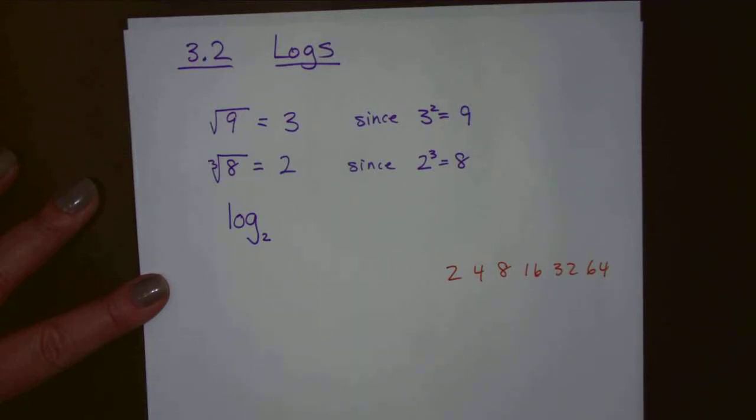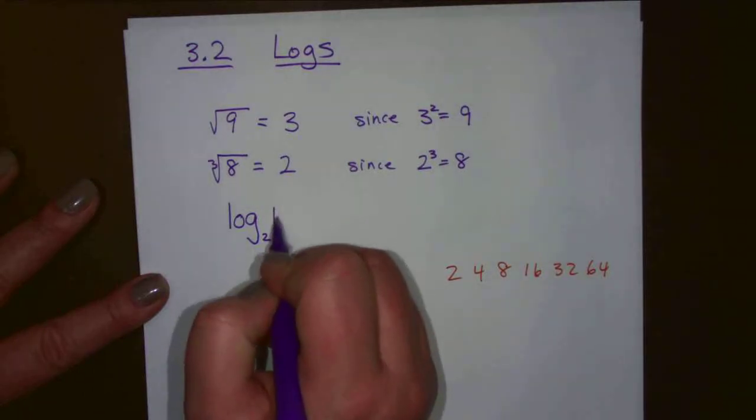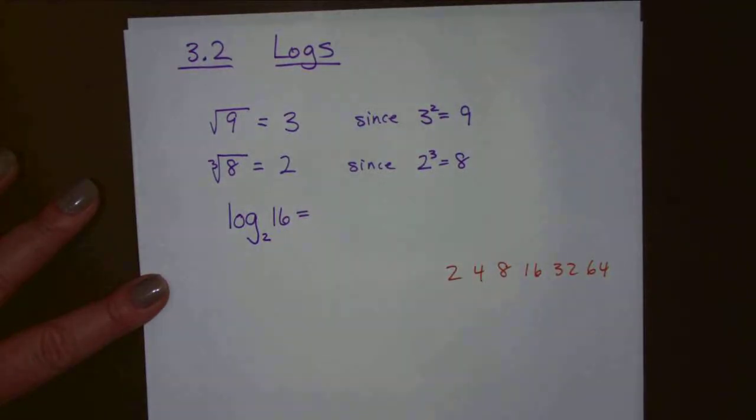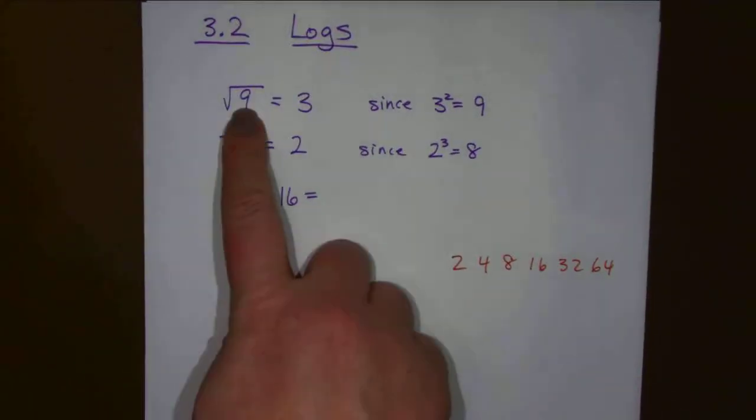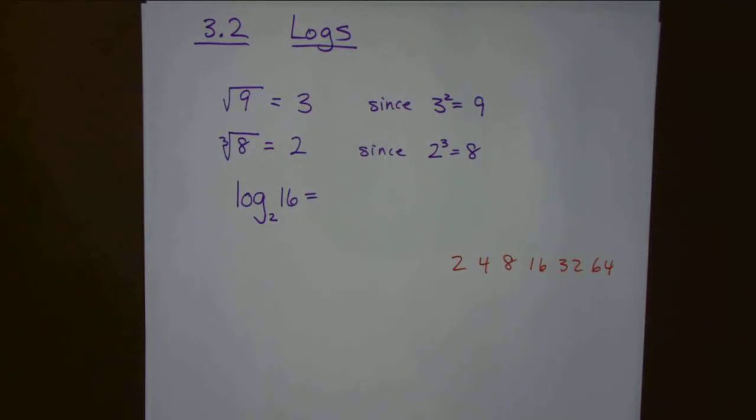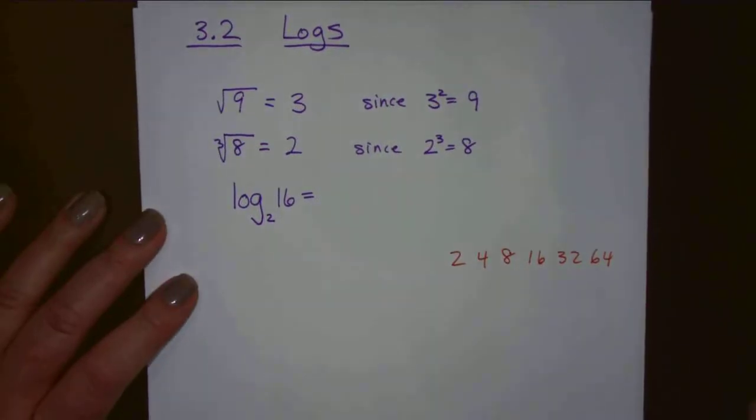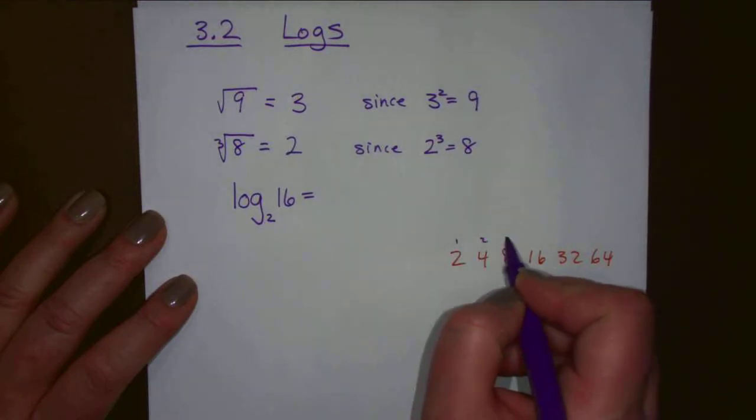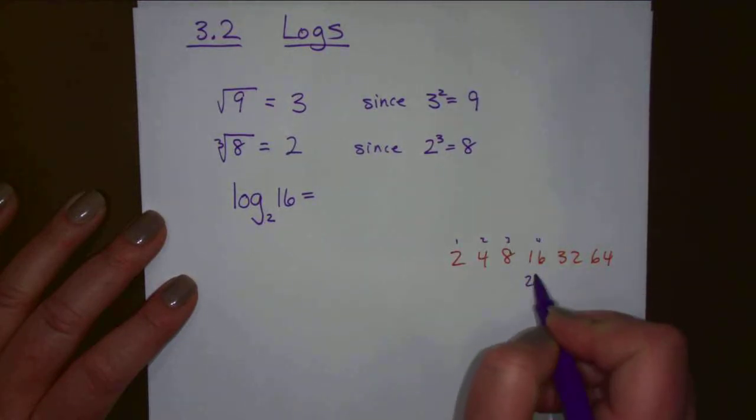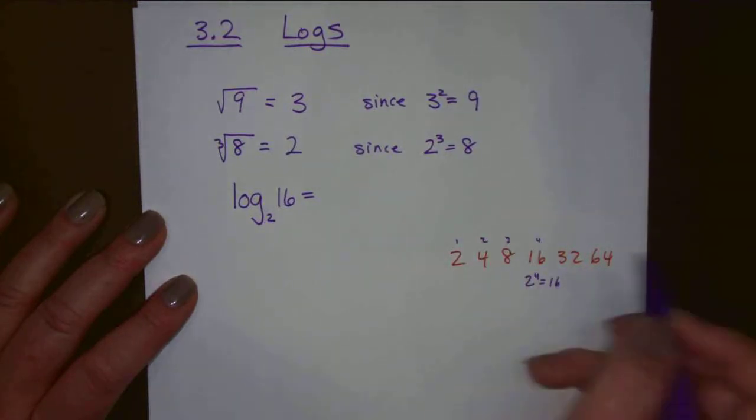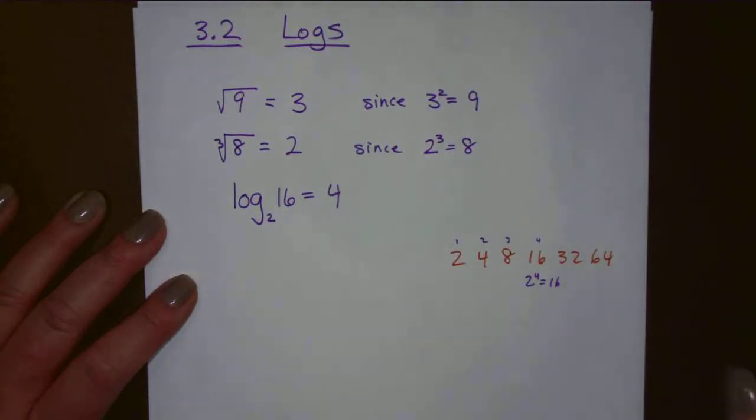Okay? If I put a 16 here, so what you're saying is, what power of 2 is 16? Which is power 1, power 2, power 3, power 4. 2 to the 4 equals 16. So the answer here is 4. That's it. That's what a log is. It's saying, what is the power? That's it. Are they scary?